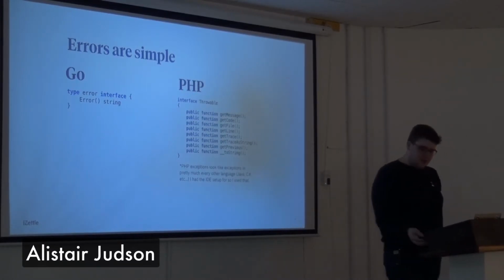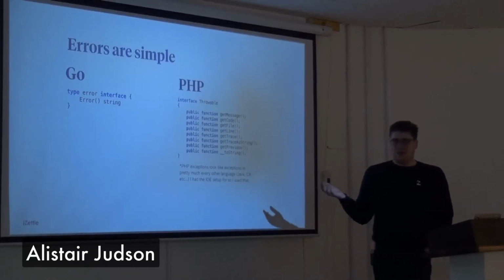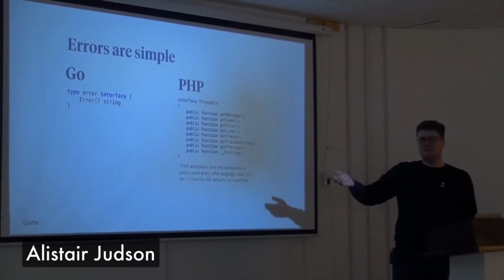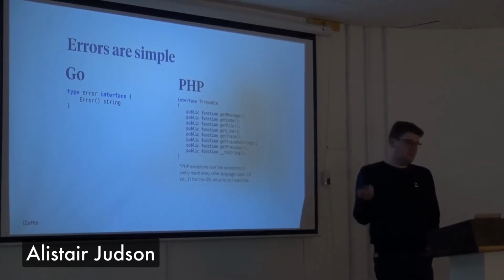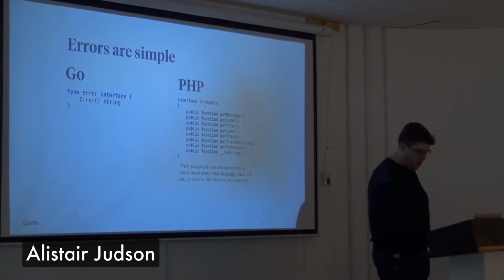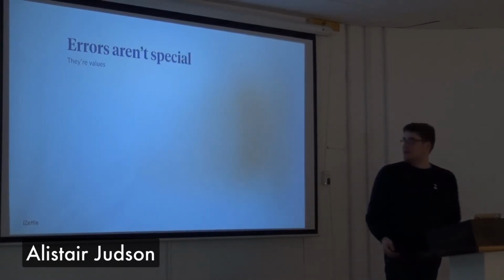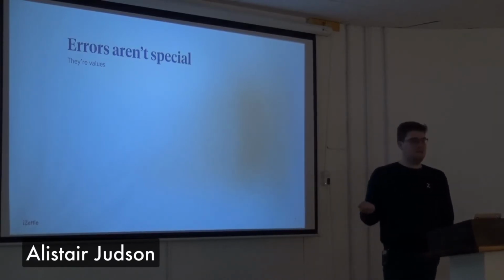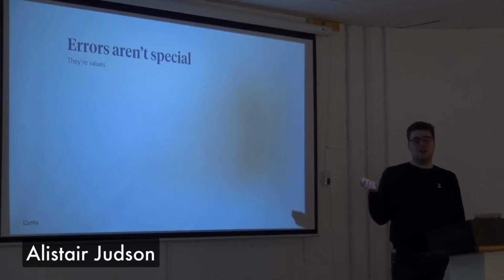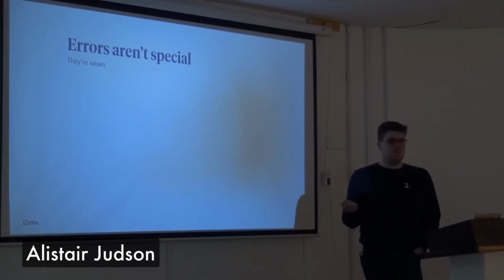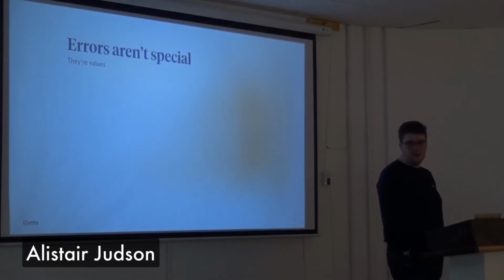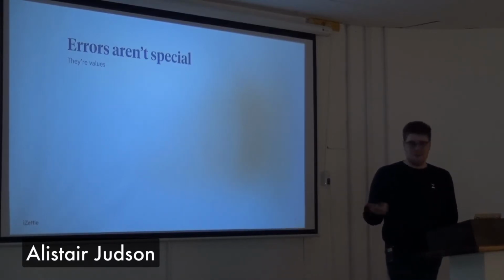So in Go, it's a lot simpler. An error is anything that implements the error interface. And the error interface is incredibly simple. It just returns a string, and that string is the message. The thing about Go is that errors aren't special at all. They're values, just like any other type in the system. Sure, there's an interface that comes built into the language. You can use it. You can not use it. And because they're just values, they follow the same rules as any other values in Go.